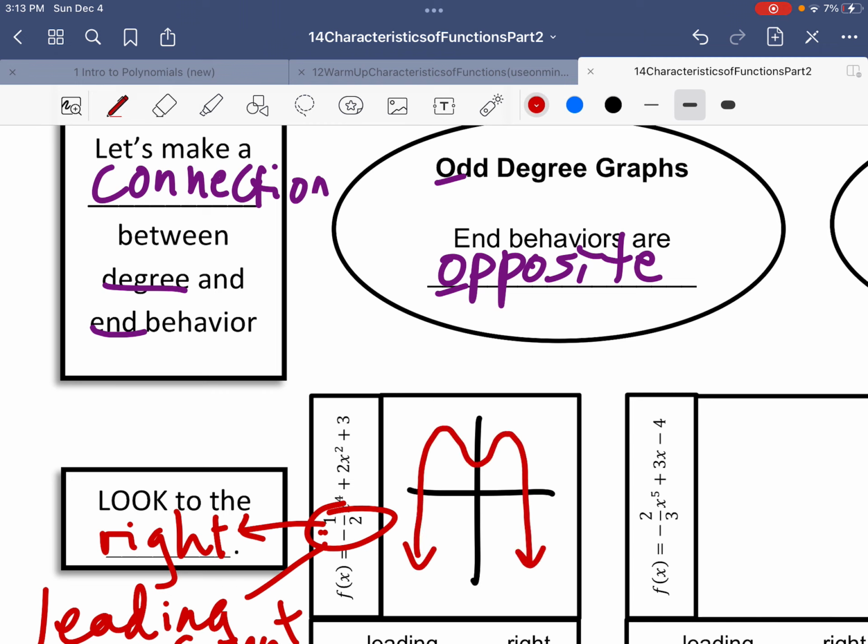Let's look at this next one. What do we got here? We've got negative 2/3. I'm just going to write over top of some of this stuff. So negative 2/3 x to the 5th plus 3x minus 4. We get another cool looking polynomial graph. We'll draw a quick sketch of that.